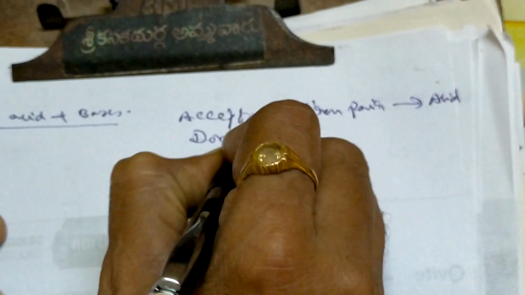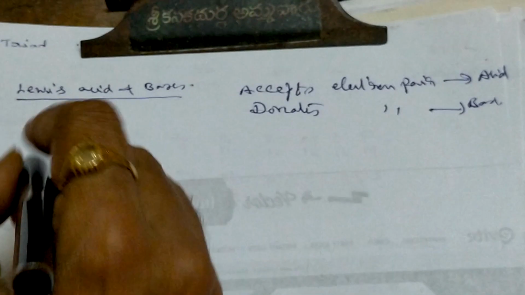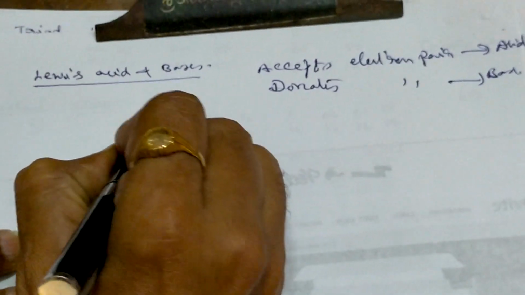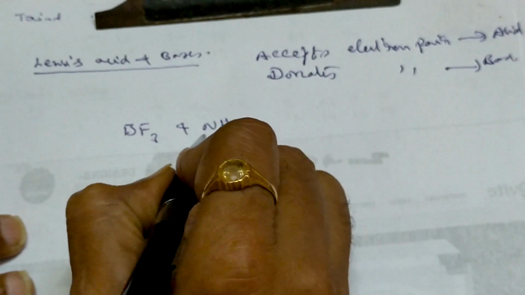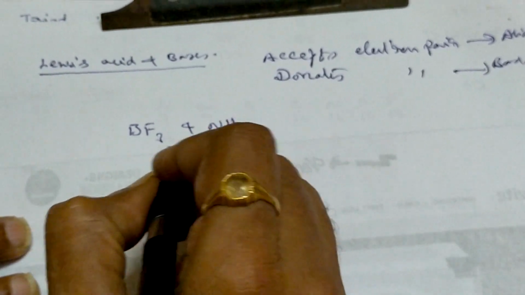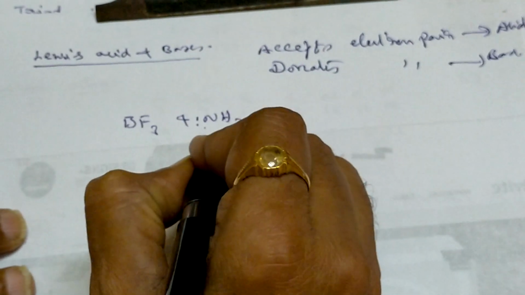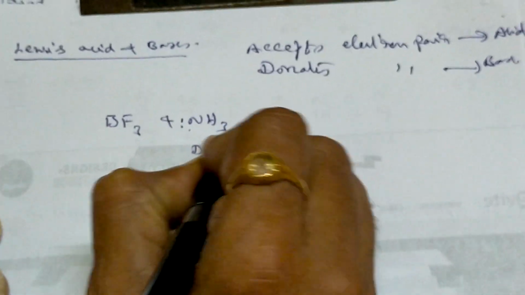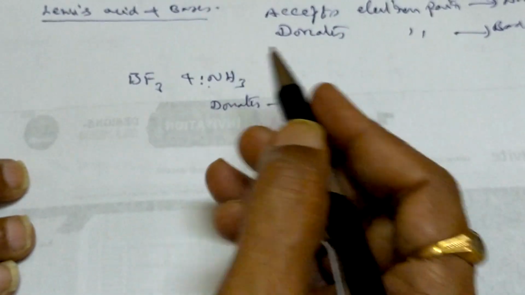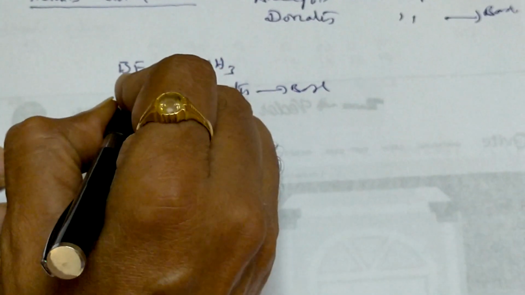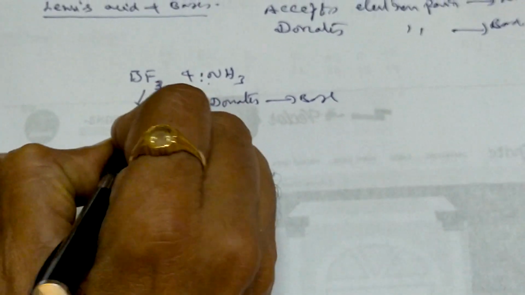Donates electron pair is base. A simple example is boron trifluoride and ammonia. Here ammonia donates the electron pair, the lone pair it has. So as per the theory, donates means base. It is not necessary that any H or OH is required in an aqueous solution. In boron trifluoride, boron is accepting the electron pair, so it is an acid.